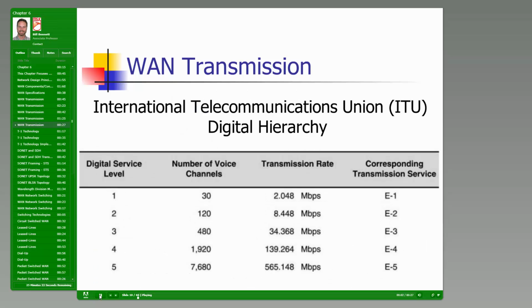This table then is a listing for the E standards established by the International Telecommunications Union, or the ITU. So they also have digital service levels 1, 2, 3, 4, and 5, and the corresponding E's on the right hand side there are the transmission services of E1, E2, E3, E4, and E5. And then you can see the various transmission rates for each of those transmission services.